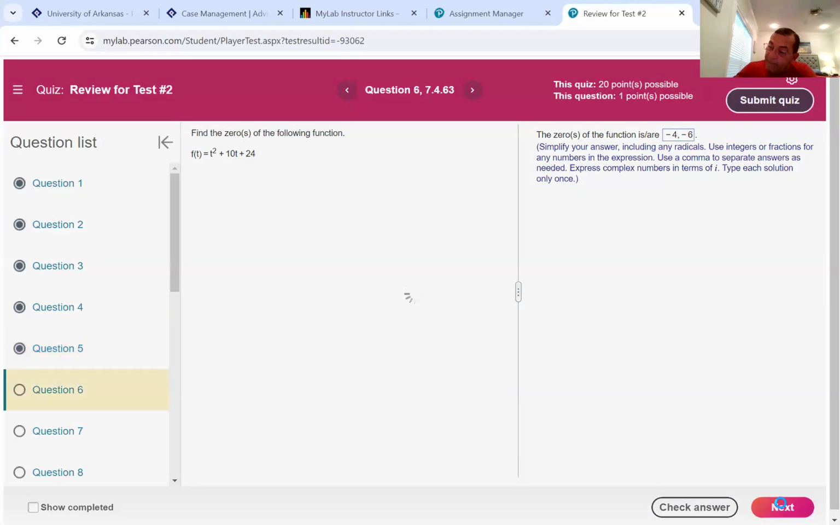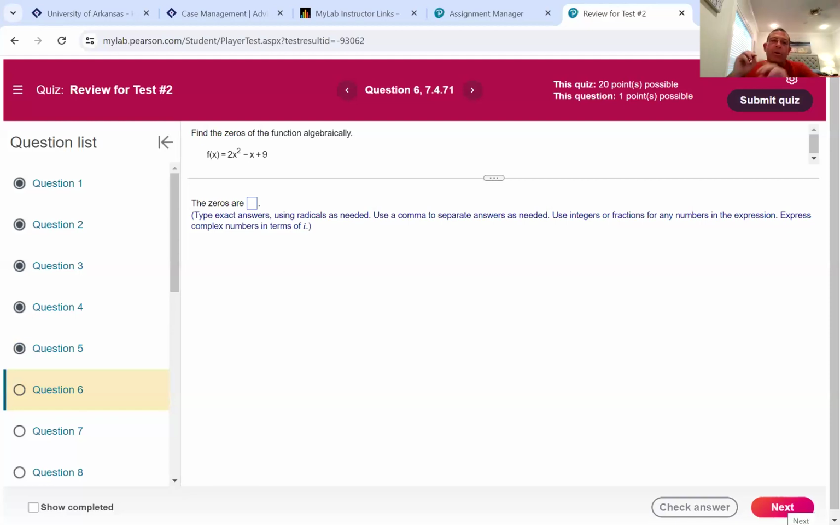Now the next one, you got to use the quadratic formula. So let me write this one down. f of x equals 2x squared minus x plus 9. Y'all, this one will not factor, so you're definitely going to have to work it out with the quadratic formula.